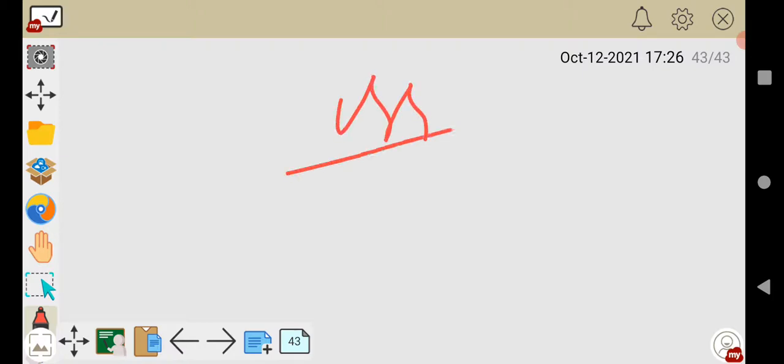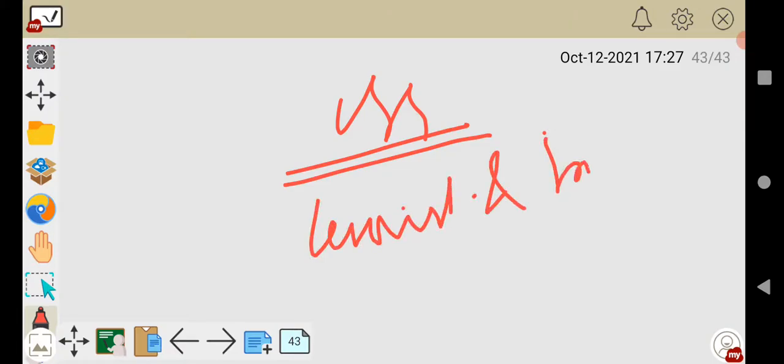And in USG, there are other contrast agents. Lead zirconate titanate is not a contrast, right? This is the agent used. The contrast in USG is Levovist and Sonovue.